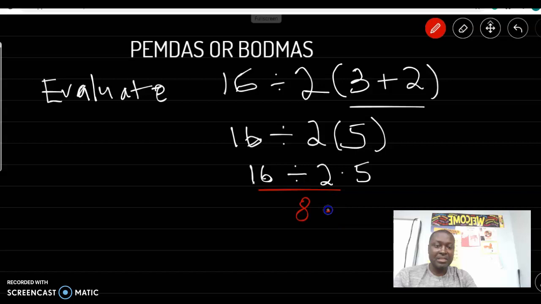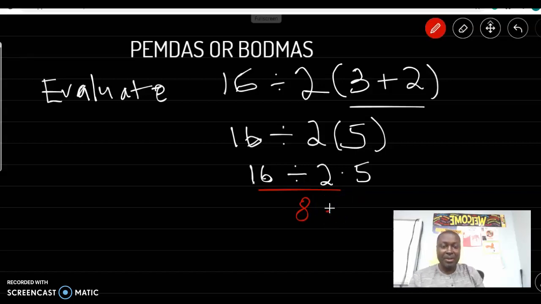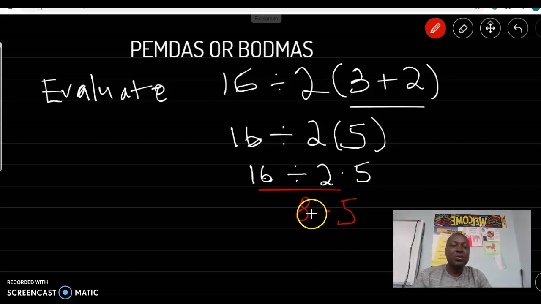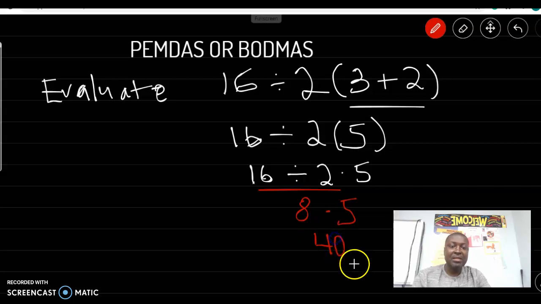This dot means multiplication, especially for those watching from other parts of the world, like Africa. When the dot is in the middle, it means multiplication in the United States. So now 5 times 8 gives us 40. And that's it, we're done using PEMDAS.